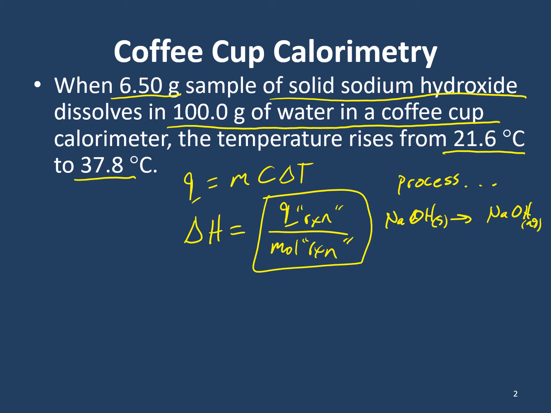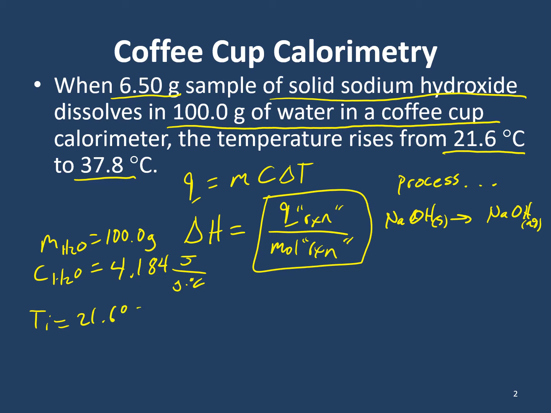So I have a lot of information about water. I know the mass of water. It's 100 grams. I know the specific heat of water. It's not given in the problem, but I definitely give it to you on a test: 4.184 joules per gram degree Celsius. And I know the temperature change for water. The initial temperature of water was 21.6 degrees Celsius, and T final is now 37.8 degrees Celsius. So all this means is that I can calculate q of H2O using mcΔT.